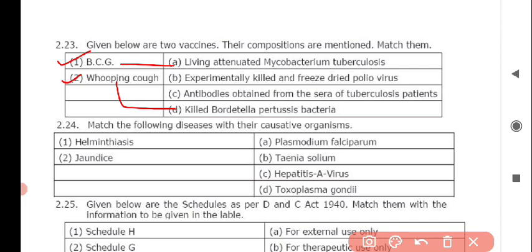Then the next question is match the following diseases with their causative organisms. So for the first option, that is helminthiasis, the correct answer is option B, that is Taenia solium. And for the second option, that is jaundice, the correct answer is option C, that is hepatitis A virus.